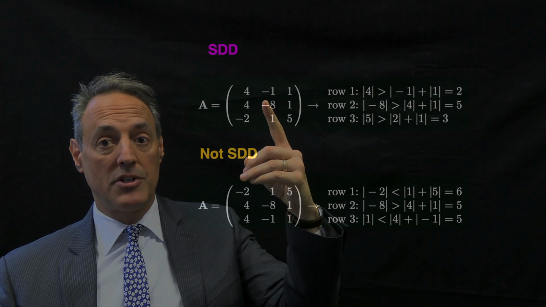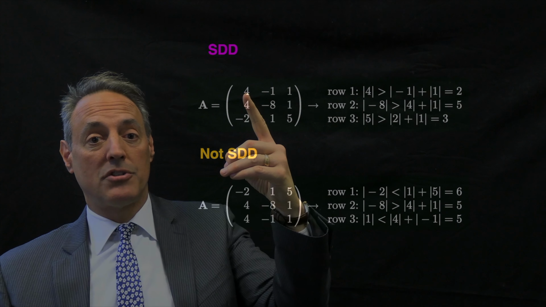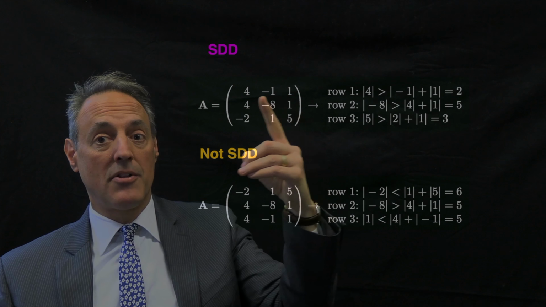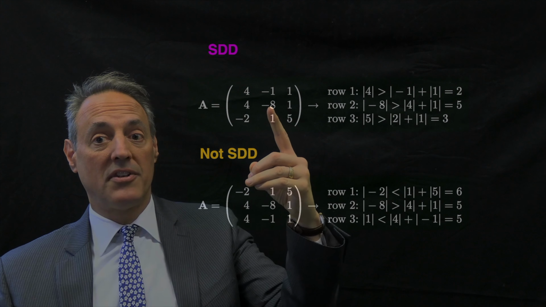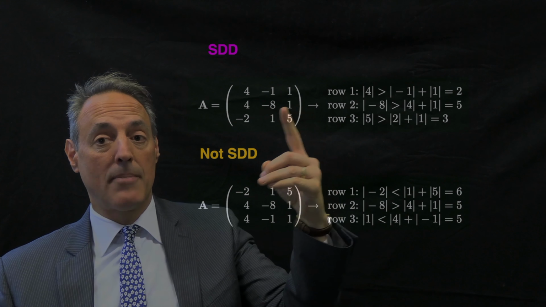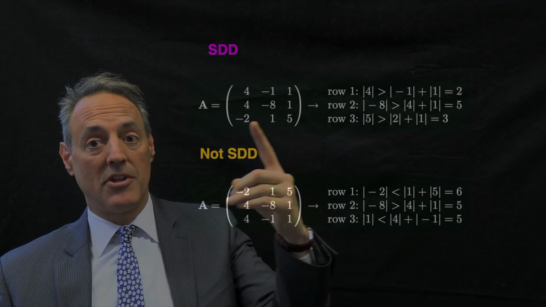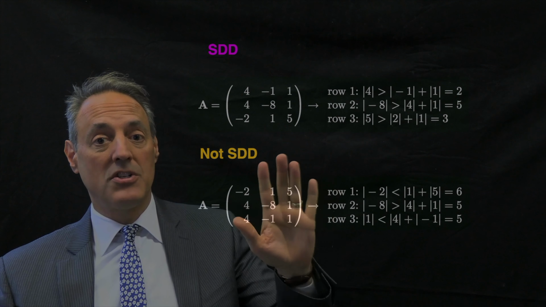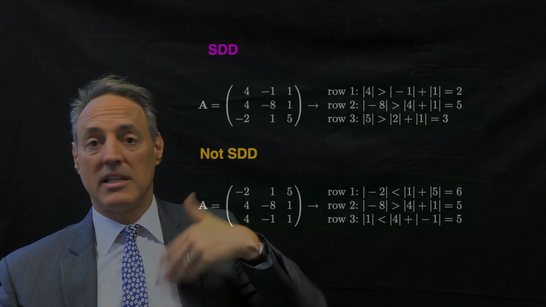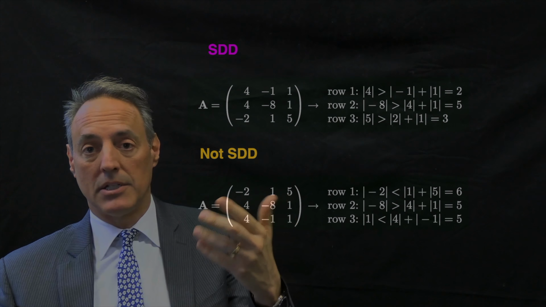So the first equation is up here. On the diagonal is a 4. It's bigger than the sum of the other two terms, which is 2. On the diagonal is 8. It's bigger than the sum of the absolute value of the other two terms, which is 5. And the 5 is bigger than the sum of the other two terms, which is 3. So in the first case, I had strict diagonal dominance, and that's why it converged after 15 iterations.